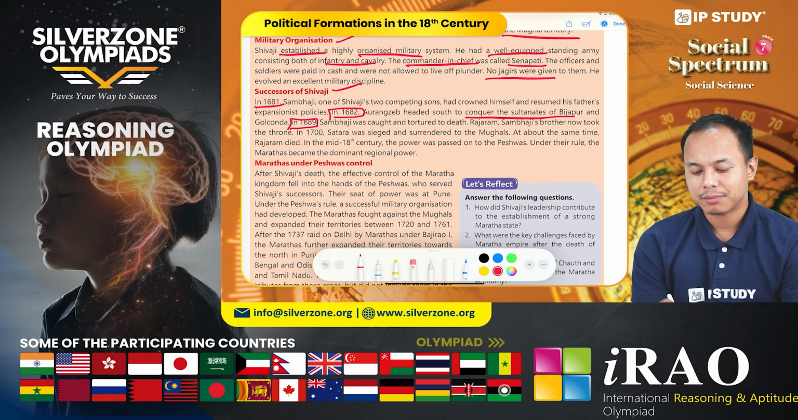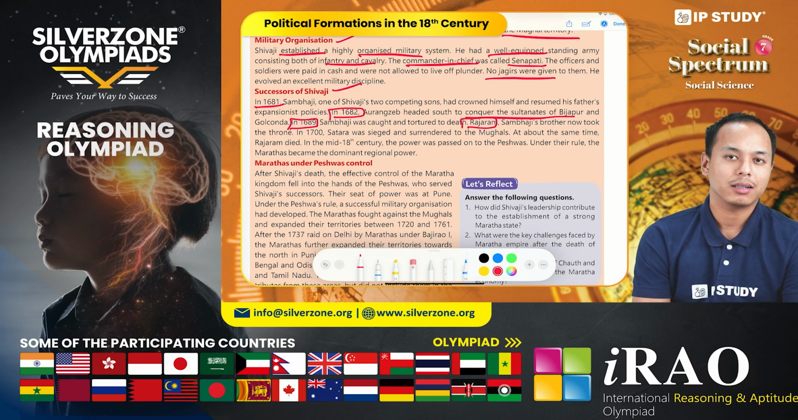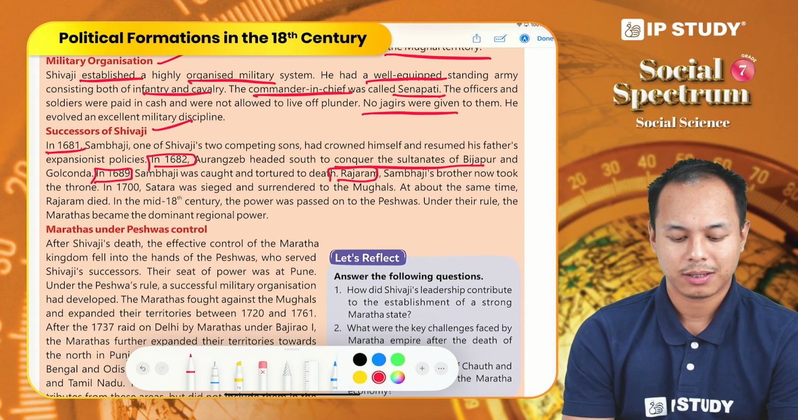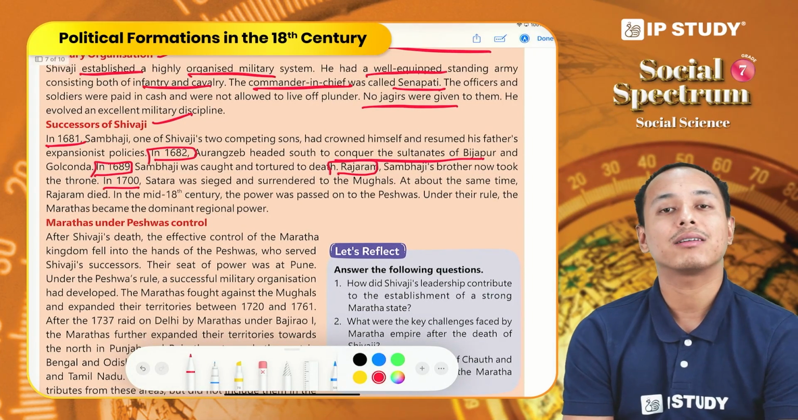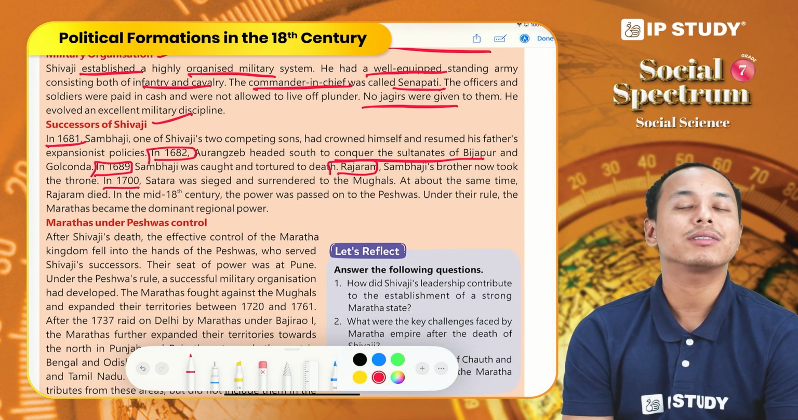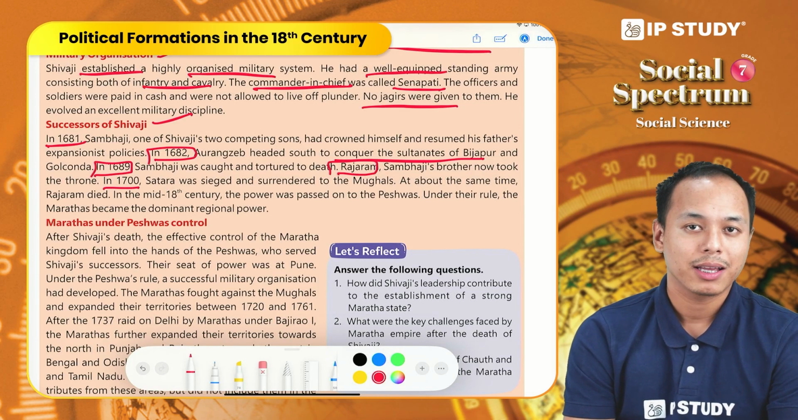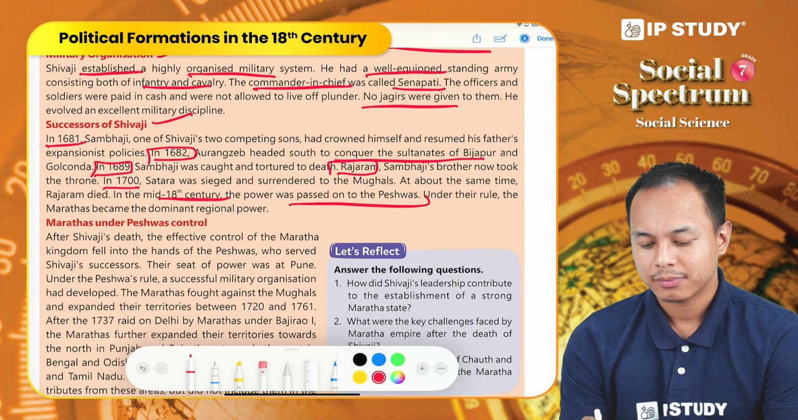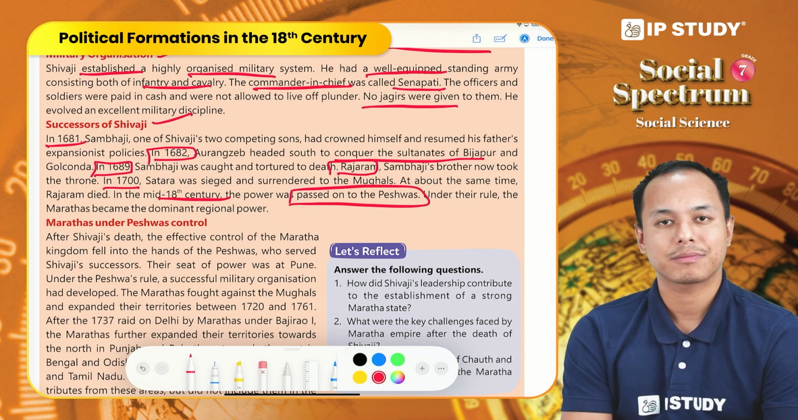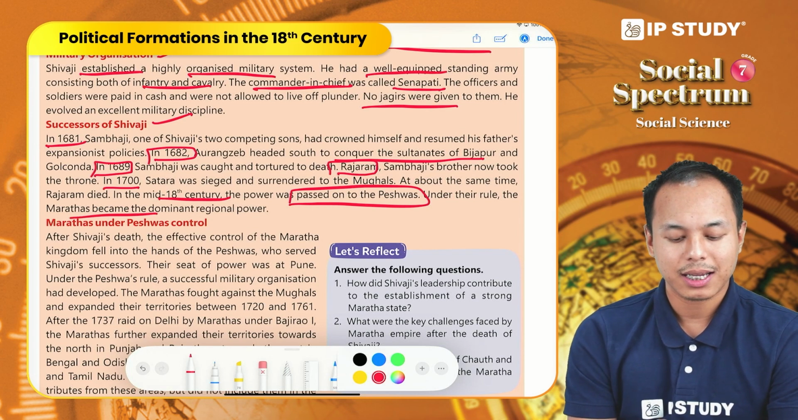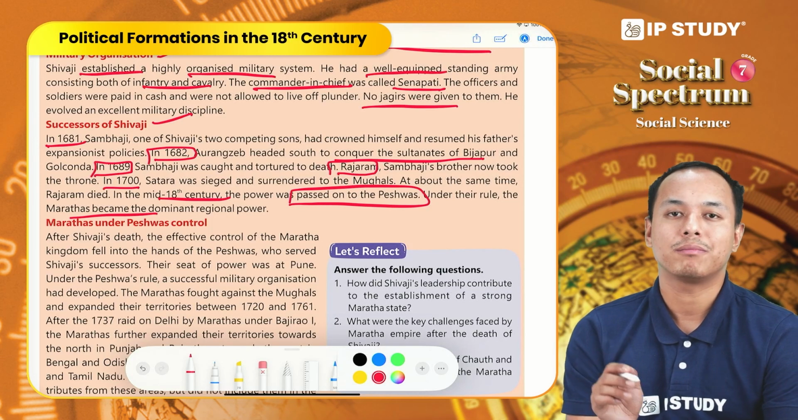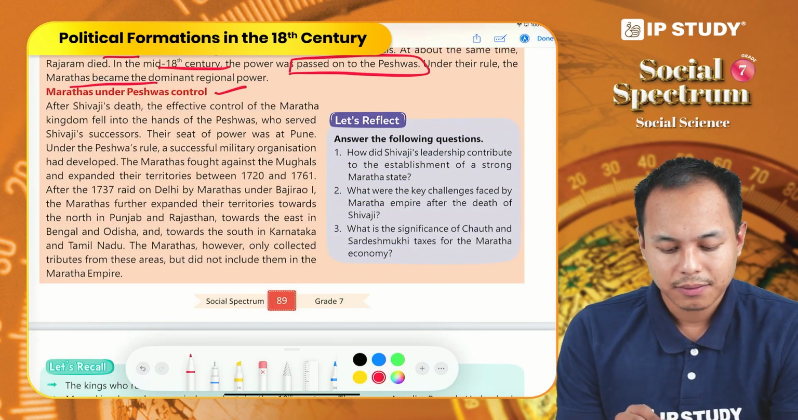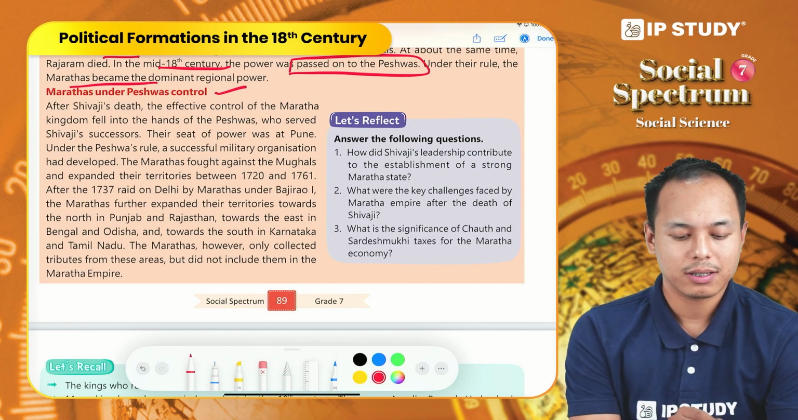After Sambhaji, his brother Rajaram took over the throne, and they continued to fight the Mughals. However, in 1700, Satara was seized by the Mughals, and it was during the same time that Rajaram also died. Thus, in the mid 18th century, the power was passed from the leaders of the Marathas to the Peshwas. Under the Peshwas, the Marathas became one of the dominant political powers in southern India, in fact in the whole of India. So now let us discuss the Marathas under the Peshwas.